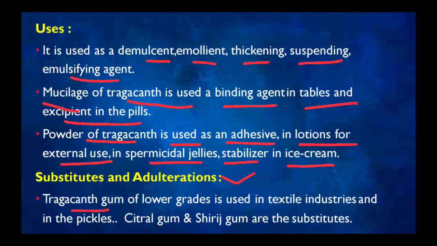Tragacanth gum of lower grade is used in textile industries and in pickles. Chitral gum and Sheri gum are the substitutes of gum tragacanth.